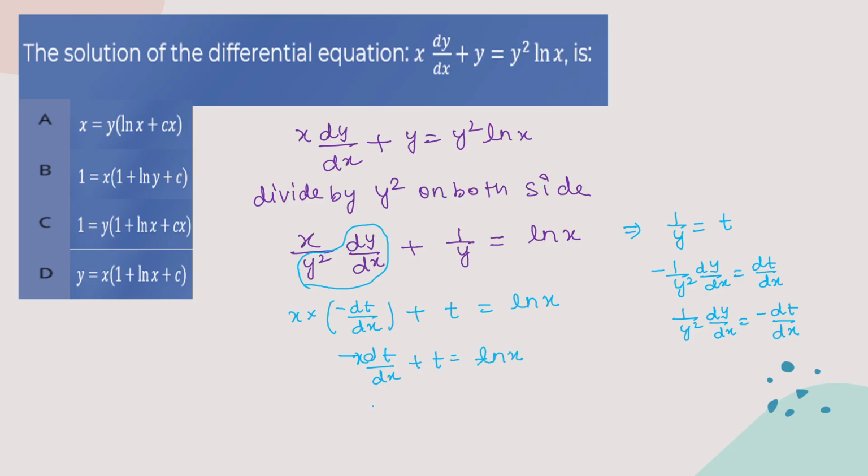We can multiply the negative sign on both sides and divide by x also, or we can say divide by minus x on both sides, right? So it will become dt by dx minus t by x is equal to negative ln x upon x. Now can you see that that is the same format we wanted? Okay, in terms of t only.